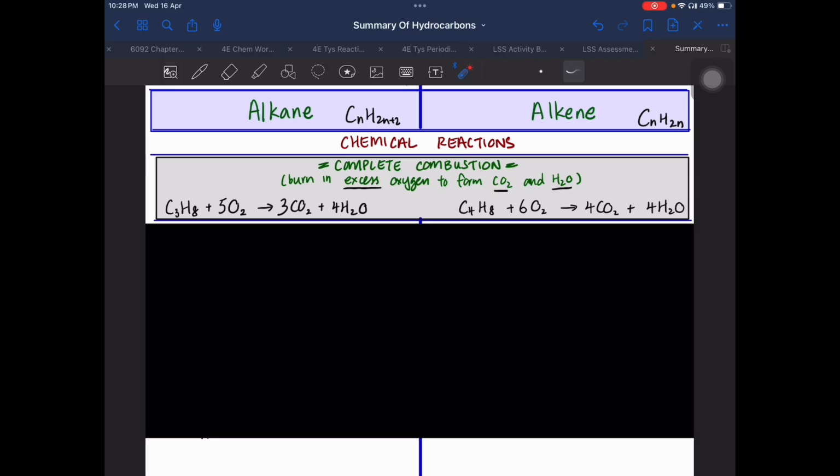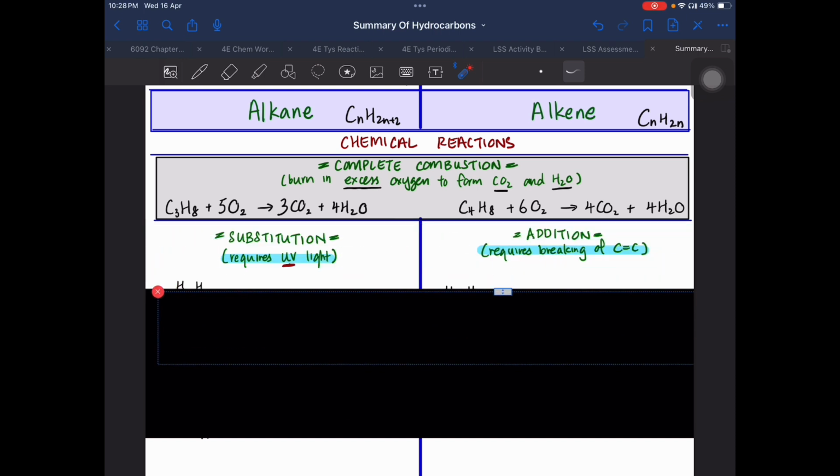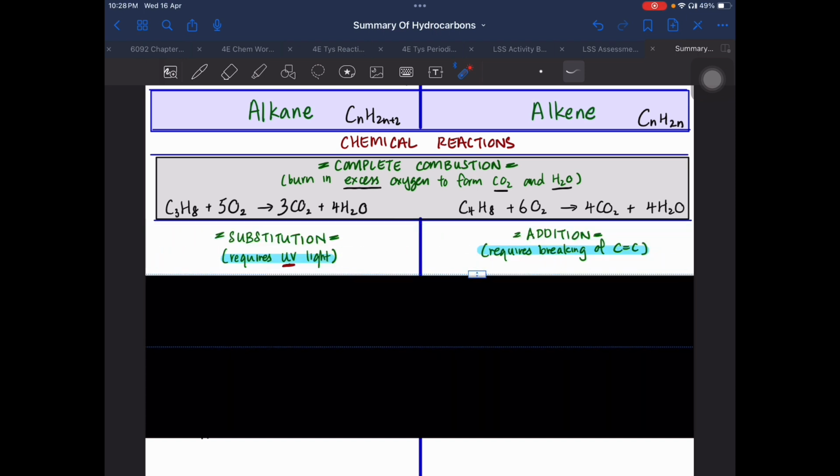Right, so this is a reaction that is common for alkane and alkene. Both can go through complete combustion if there's excess oxygen and heat. But what makes them special is that there is a difference in terms of this kind of reaction, one known as substitution and the other known as addition.